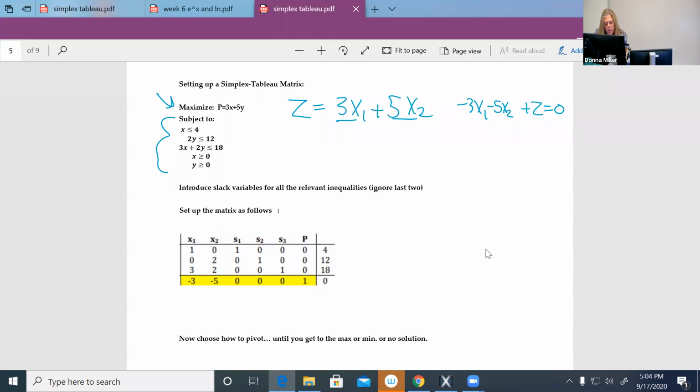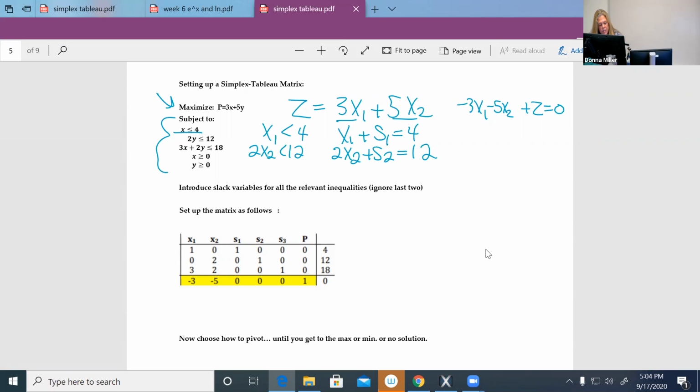Now, if X1 is less than 4, I'll just write it that way. So the equation with the slack variable would be X1 plus the first slack variable equals 4. So I have a slack variable for every inequality. Okay, is that all right? So this is X2. So I have 2X2 is less than 12. So with the slack variable, it would be 2X2 plus the second slack variable equals 12. For every inequality, I add a slack variable.